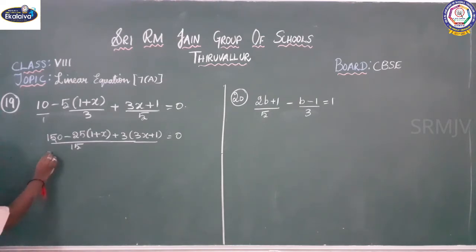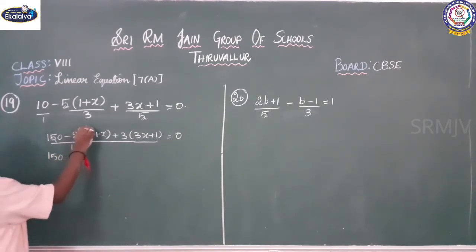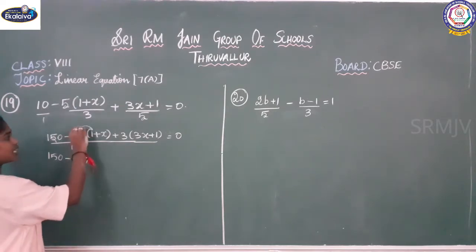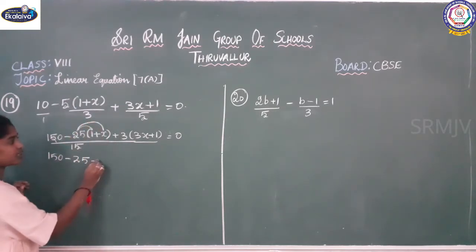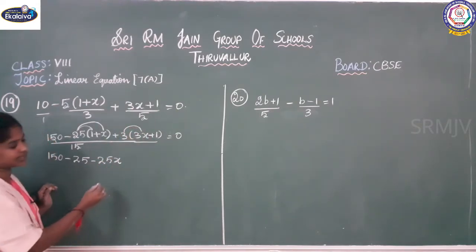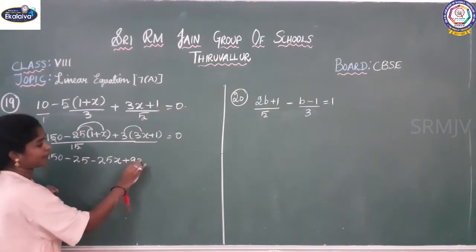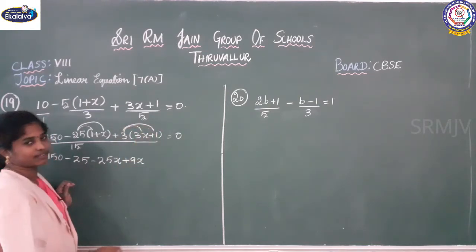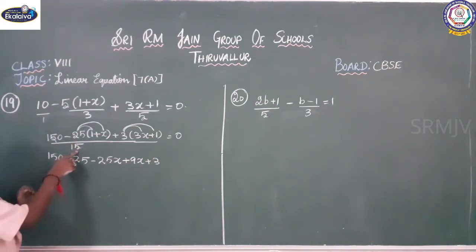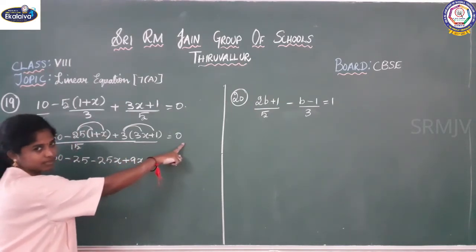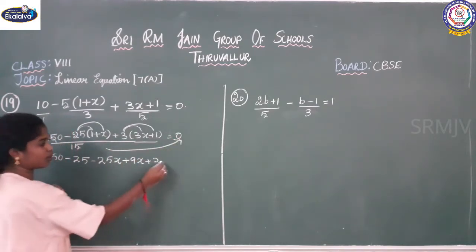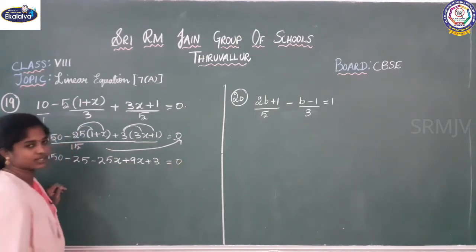Now 150 minus 25 into 1 we will get minus 25. Minus 25 into x we will get minus 25x. 3 into 3x plus 9x. Plus 3 into 1 we will get plus 3. Okay, and this is in division. When I bring this side, it becomes multiplication. So 0 into 15 becomes 0. So I am just writing equal to 0.